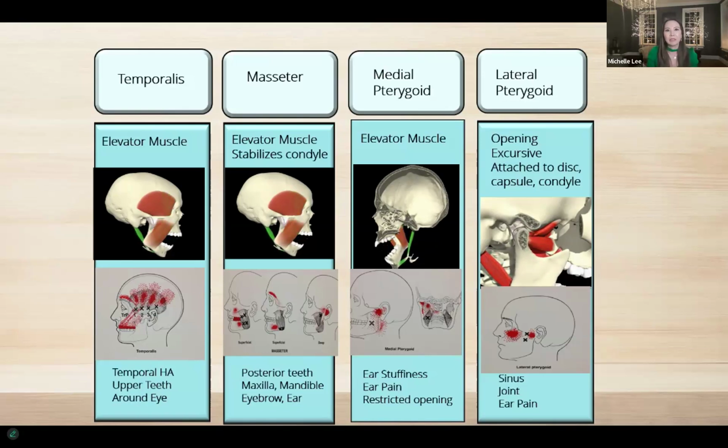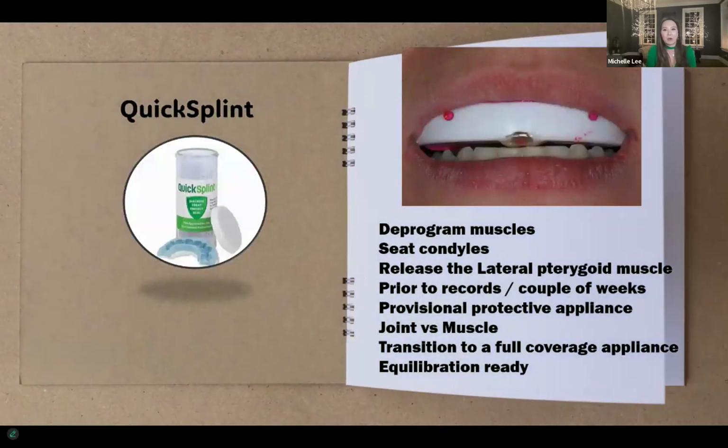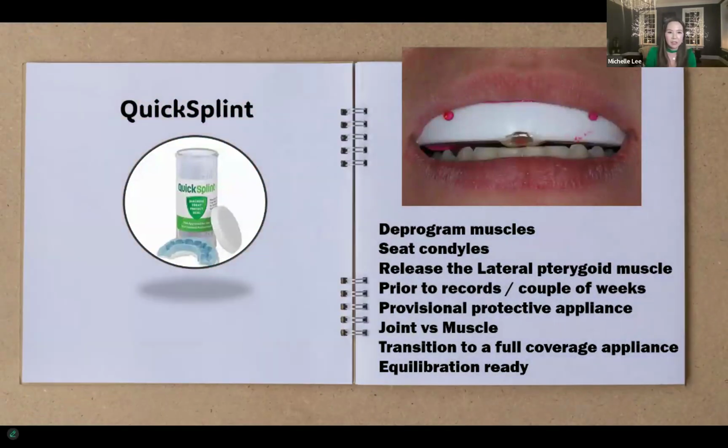All right. So let's go into all the different types of anterior deprogrammers. The first one is the quick splint. This is such a big tool in my toolbox. I'm going to start with this one first. It deprograms muscles, which we talked about. It seats the condyle. It releases the lateral pterygoid muscles.